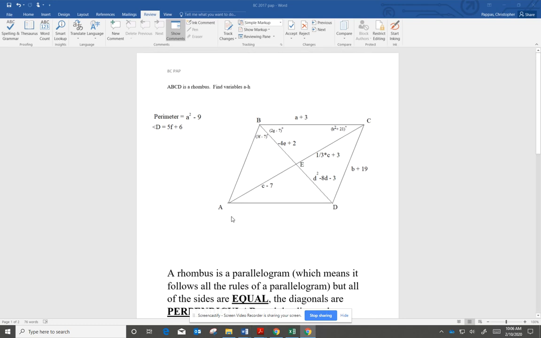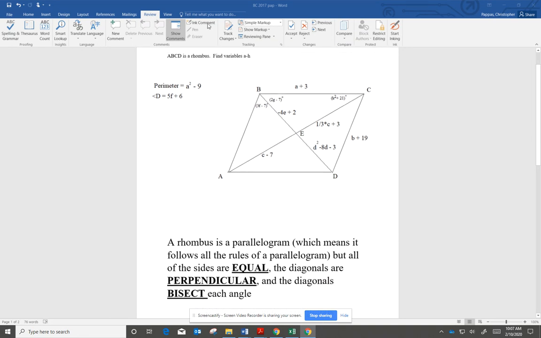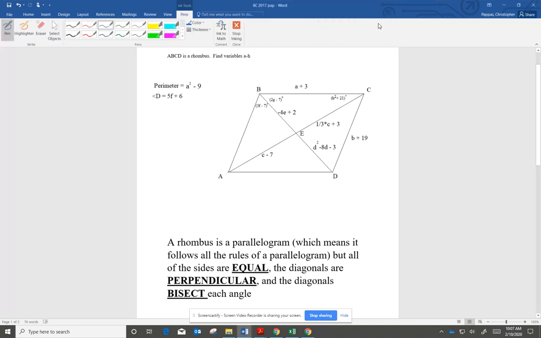Okay. For our 8C pre-AP notes, I want to give you some rules for rhombuses and parallelograms that we didn't get to quite yet. And doing that will help you get these notes done. And I expect you to get these notes done tonight, and I will check them as homework tomorrow.